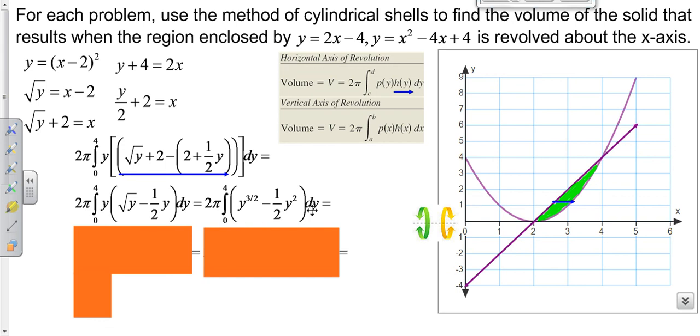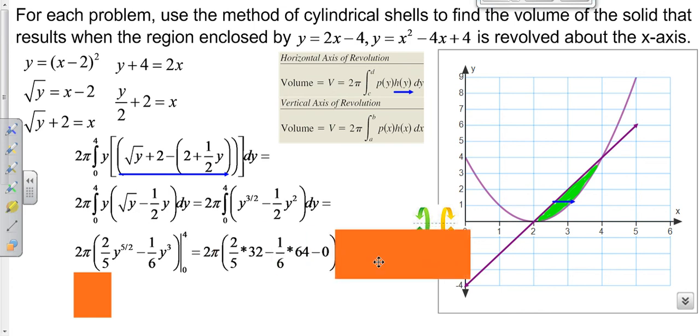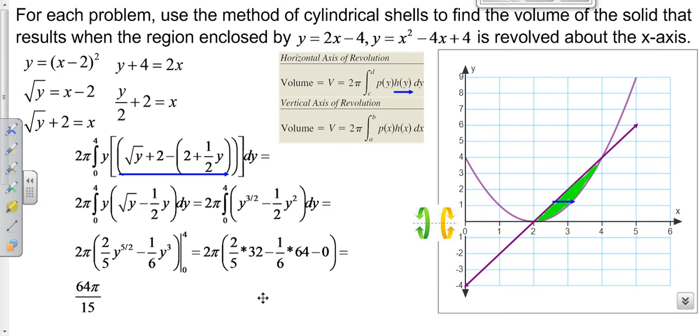Now that it's simplified, we can take our integral. So we're going to increase our exponents by 1. Then we're going to plug in our 4 and subtract what you get when you plug in 0. Plugging in 0 doesn't change it, and so we end up with 64 pi over 15.